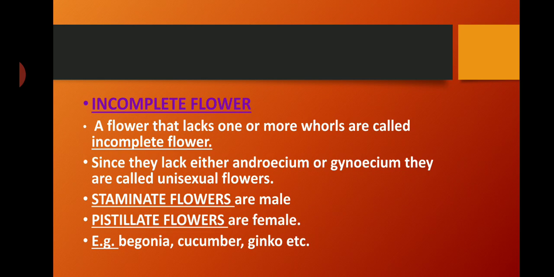Staminate flowers are male flowers. It means they only have androecium. Pistillate flowers are female flowers. That means they only have gynoecium. Examples of incomplete flowers are begonia, cucumber, ginkgo, etc.